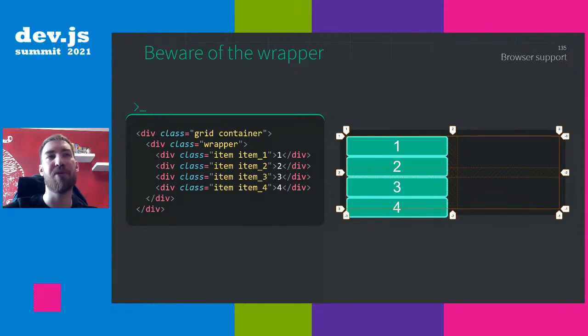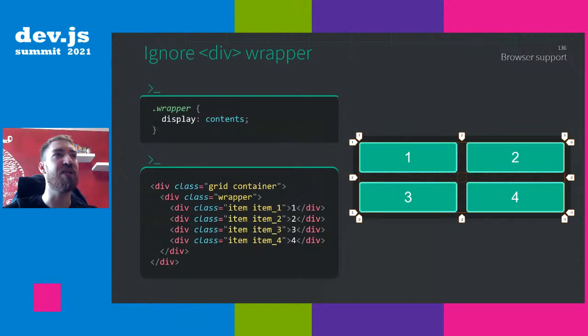But because only the wrapper will be counted as the grid item, we can see that only the first cell is populated, and then we have all the items inside of the wrapper. Because we usually don't want to change the semantic HTML markup for the sake of CSS, what we can do is use a new display value, contents, to basically tell CSS to ignore this wrapper.